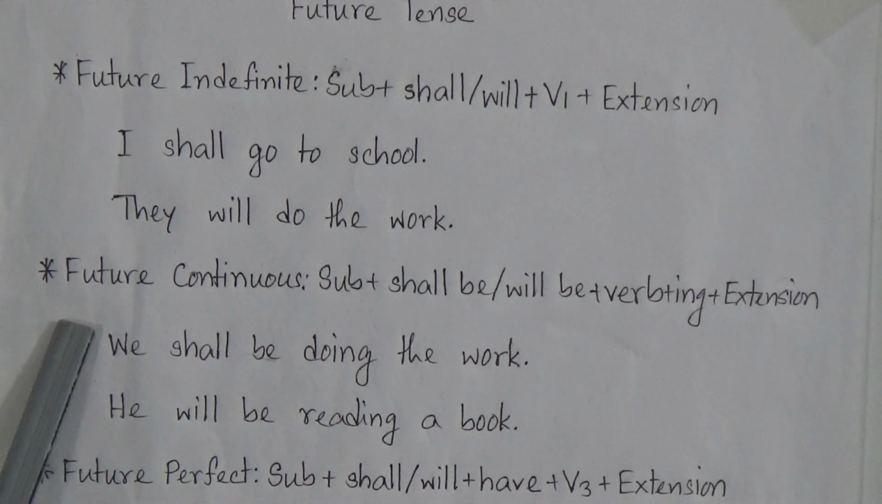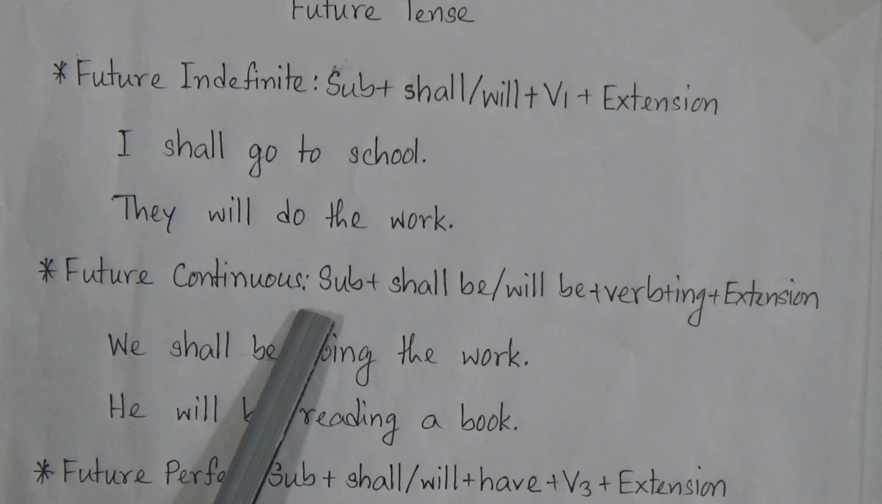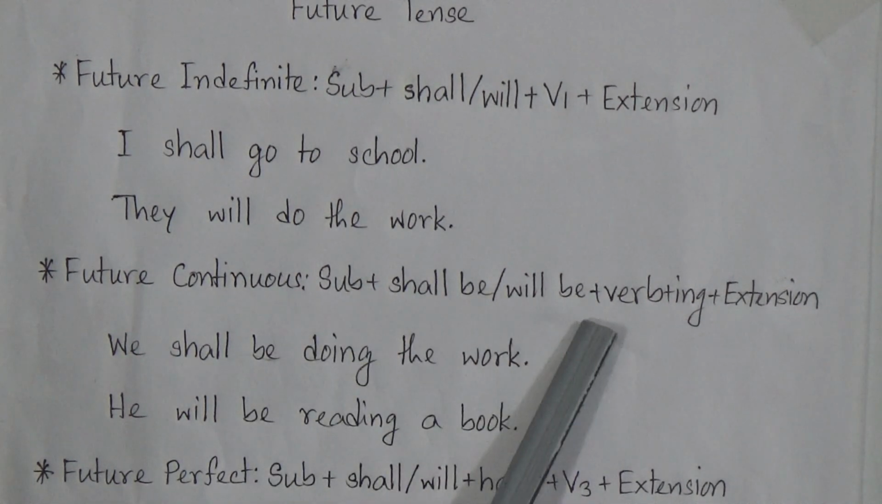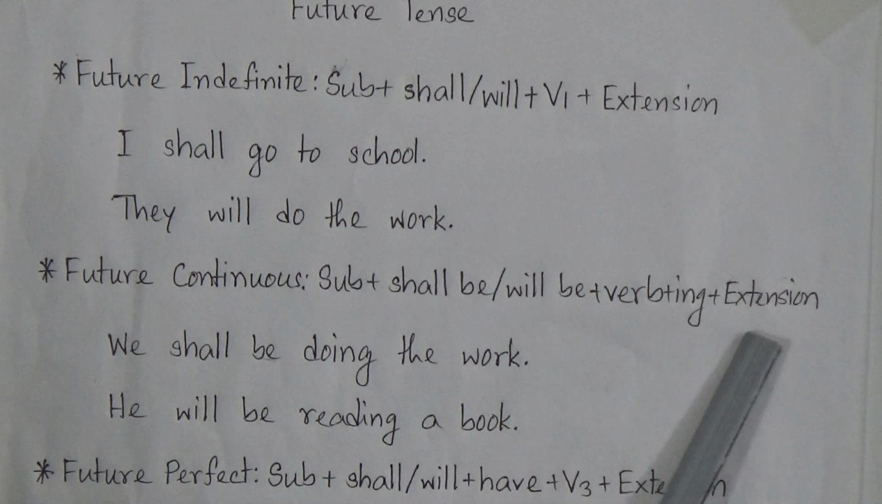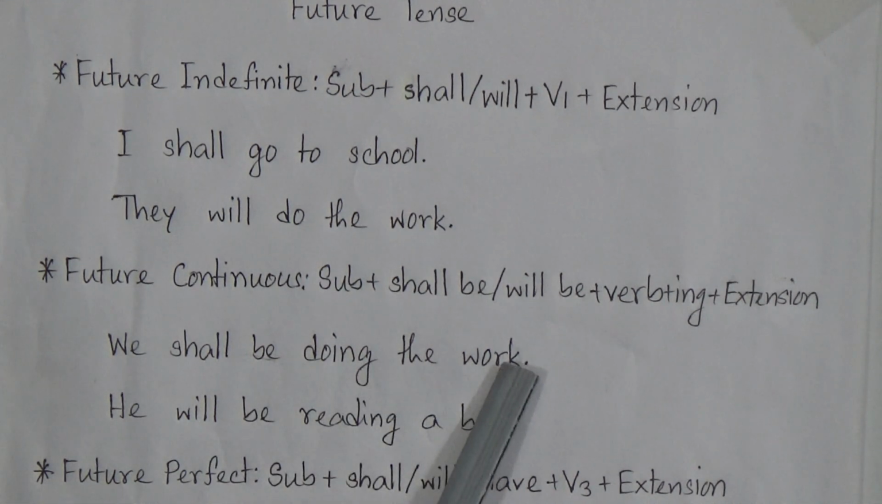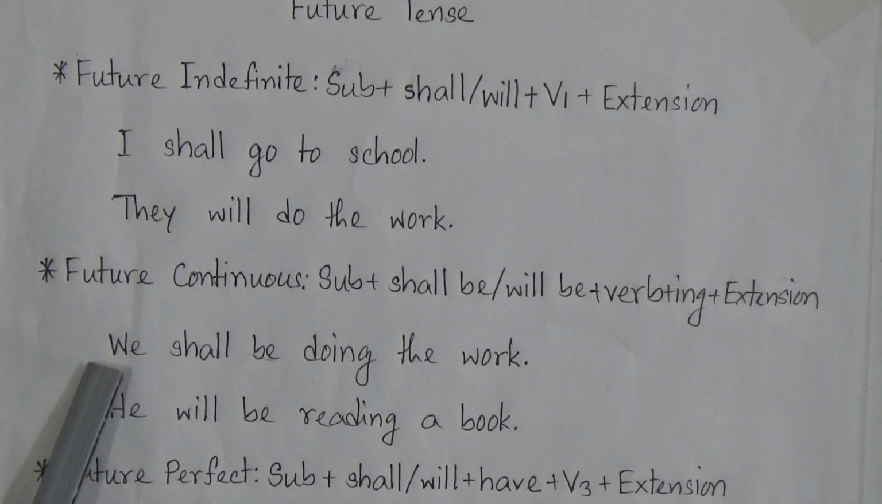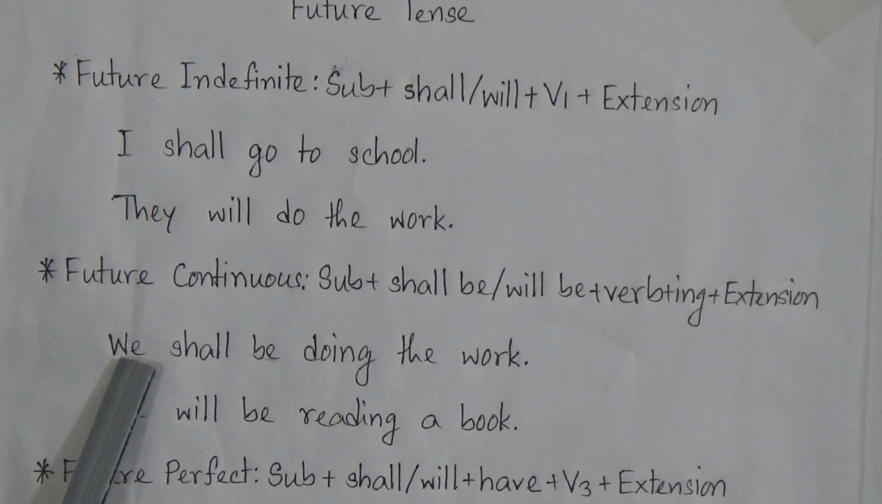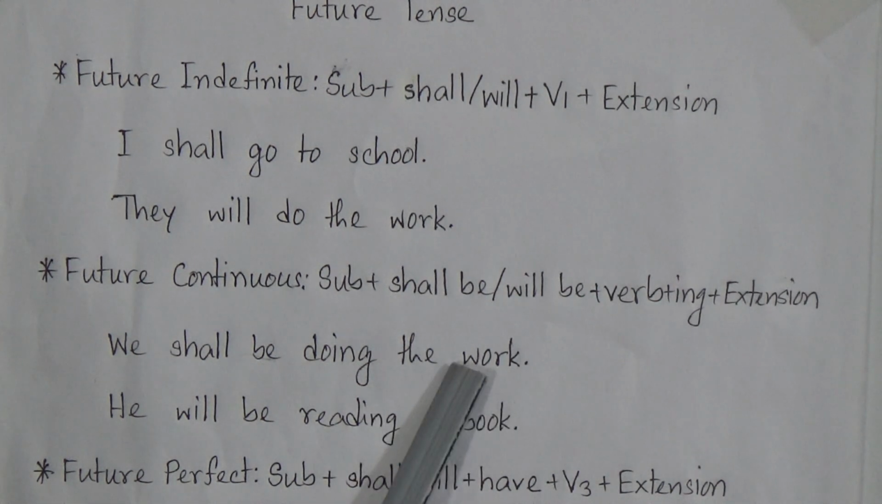Now we will go to future continuous tense, and the structure is subject plus shall be or will be plus verb, that is the base form of the verb along with ing form, and then extension. And the example: we shall be doing the work. Now look, subject is we, then we use shall be because we is first person, and then we add ing with the verb, and then the extension, the rest of the sentence.